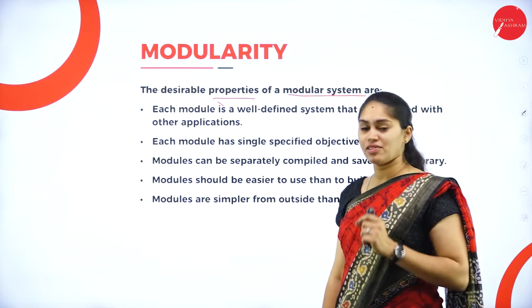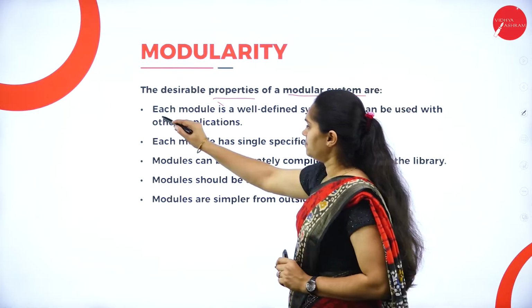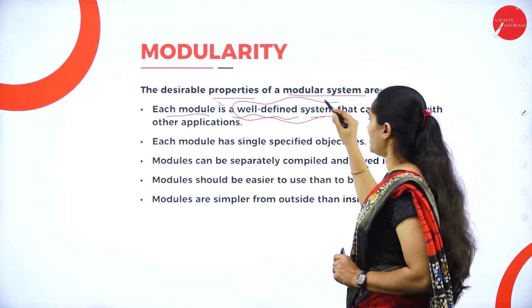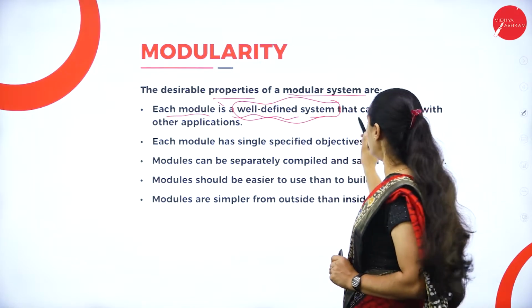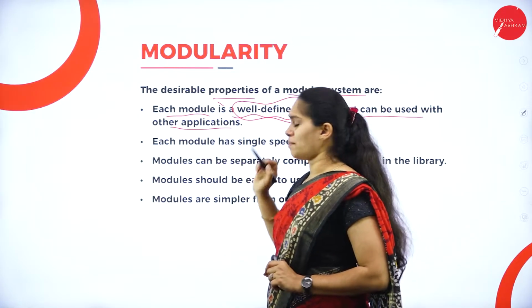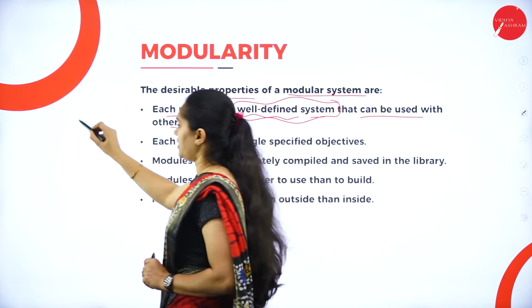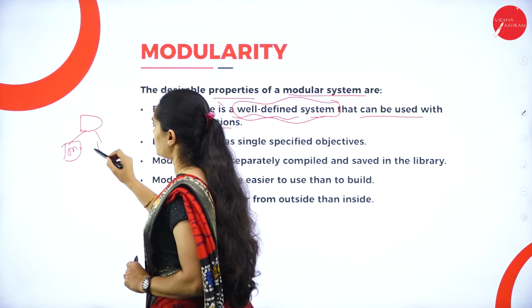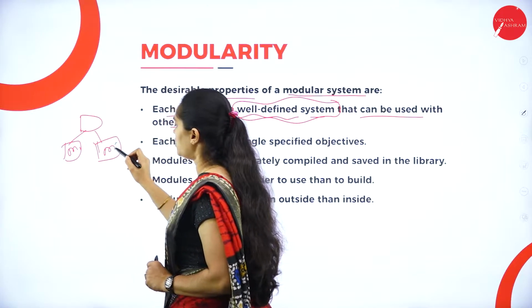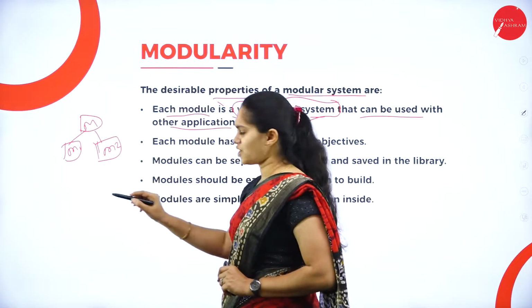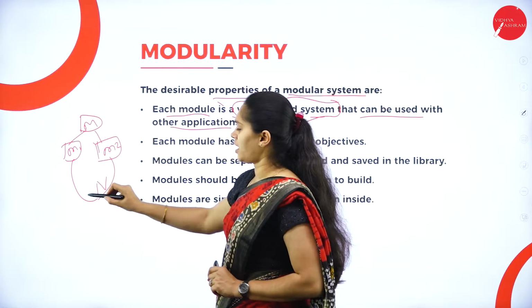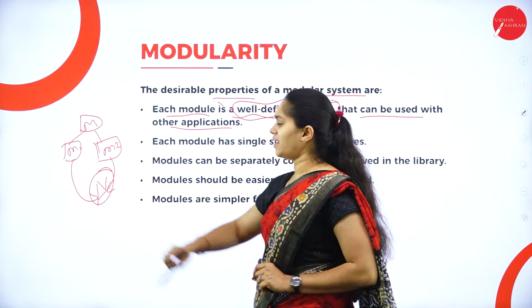So what are the benefits or properties that we can see here? Each module is a well-defined system. So all the modules are well-defined systems that can be used with other applications. For example, here I am going to divide this into M1 and M2. If I want to create another application called N, at that time I can integrate M1 and M2 in order to develop N.